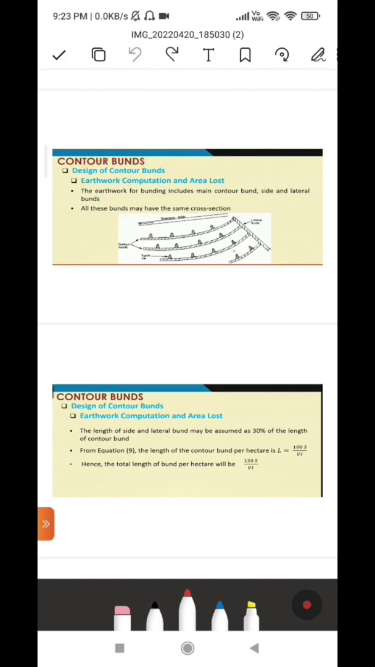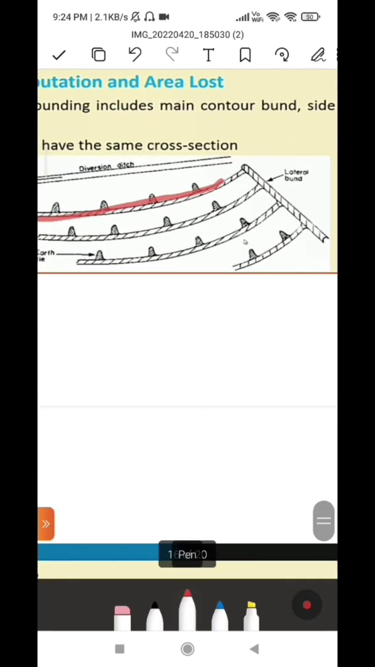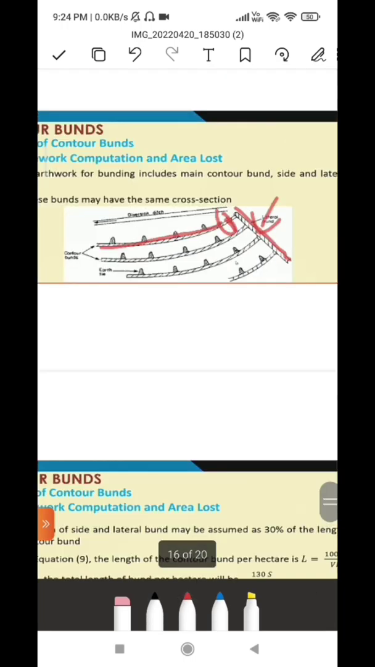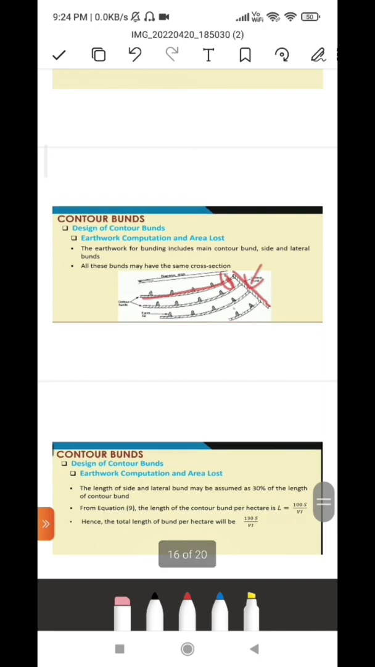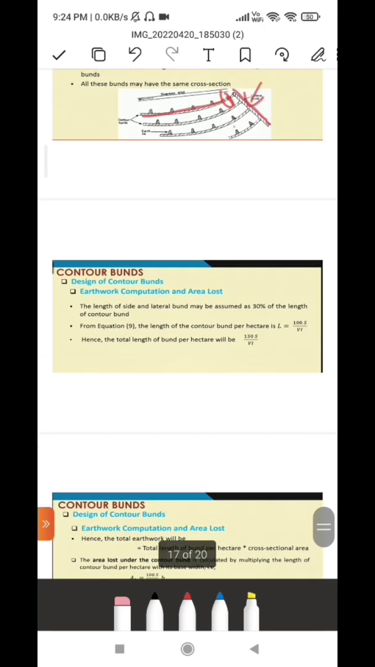Now we're going to talk about the earthwork required and the area lost. Due to the formation of the bund, we lose area. We are also going to talk about that. The earthwork for bunding includes the main bund. This would be our main bund. The side bund would be only this small part, and the lateral bund would be this whole portion. All these bunds may be of the same cross section area for ease of calculation, but may be of different cross section area too.